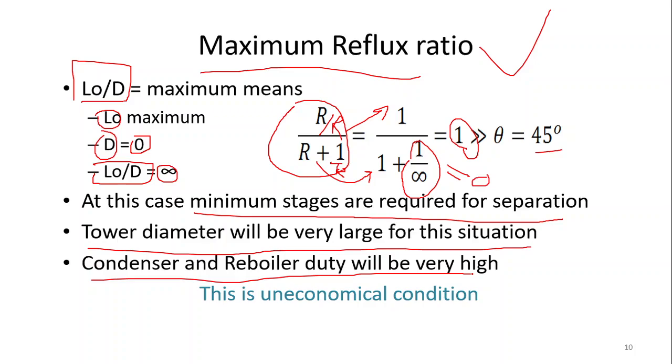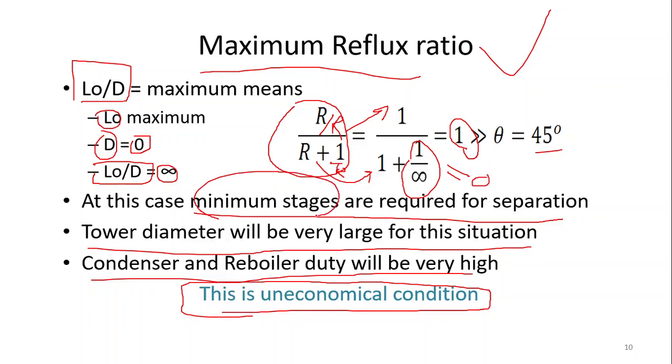And this vapor phase, when coming into the top of the column, will be condensed out. So obviously at that time the condenser duty will increase, and it can be almost infinite. That's why the maximum reflux ratio is also an uneconomical condition. But please remember that when you go for the maximum reflux ratio, you will obtain the minimum number of stages. That is the important thing in this one.